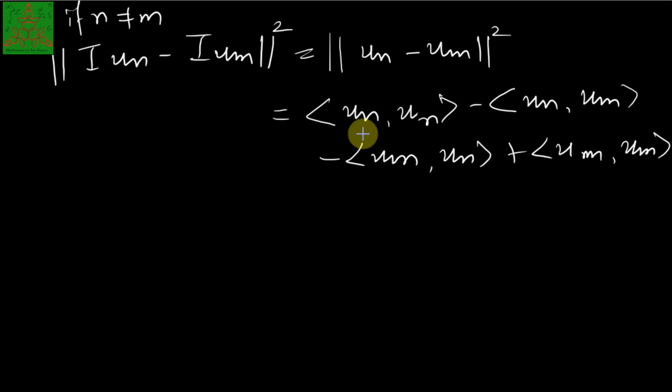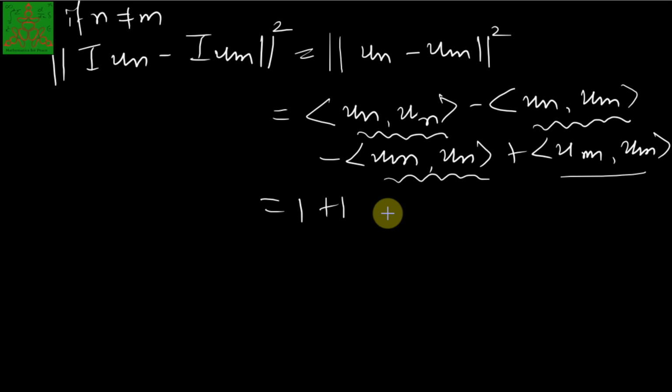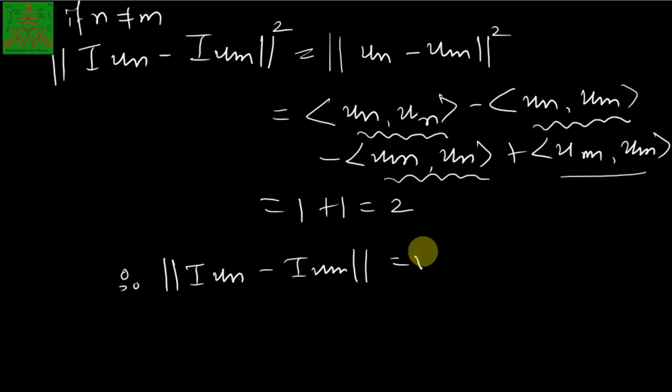Now you can see that un is an orthonormal sequence. So that's why this will give me 1. Since n and m are not the same, these two quantities will become 0 and this is also 1. So that's why it will be 2. So we have the norm of I un minus I um is square root of 2.